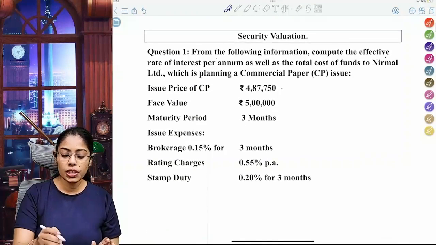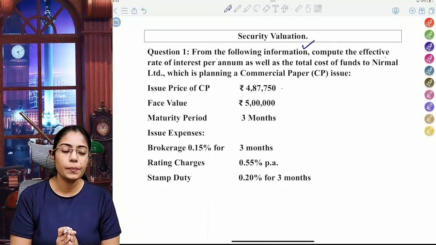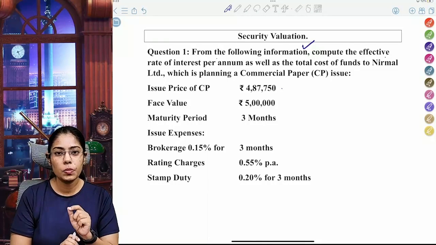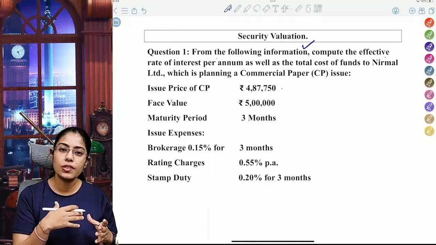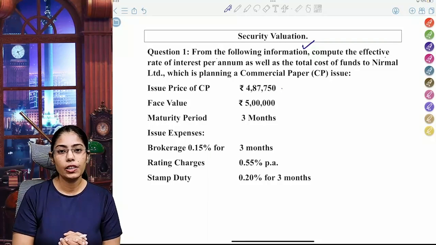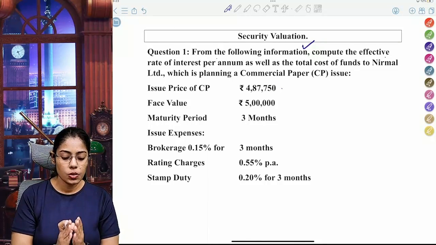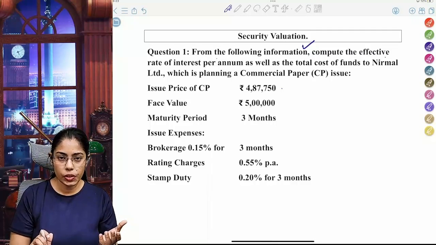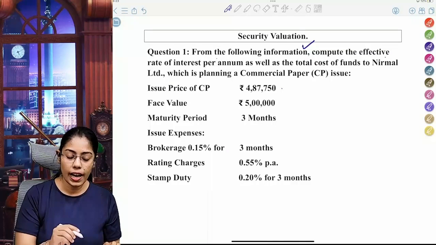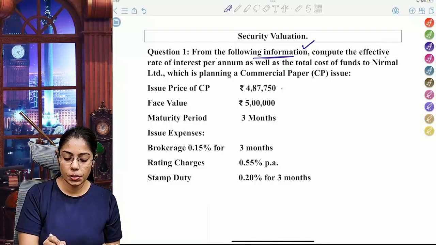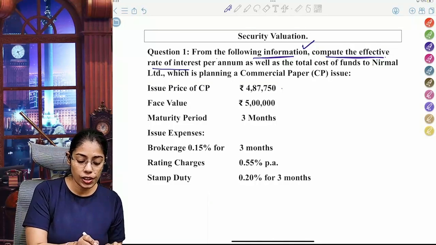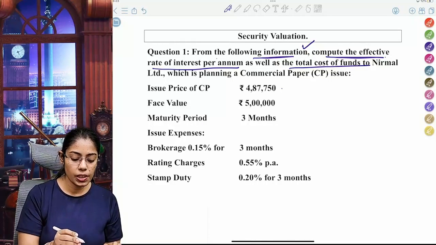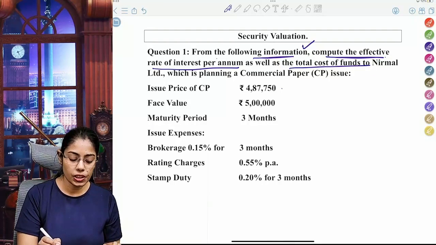This new question is in the security valuation chapter. This is a very simple question. It asks you to calculate the interest rate for commercial paper and the total cost of the commercial paper. For commercial paper, we know how to calculate the discount rate, that is your interest rate. So first we will look at the question. From the following information, compute the effective rate of interest per annum as well as the total cost of funds to Nirmal Limited, which is planning a commercial paper issue.